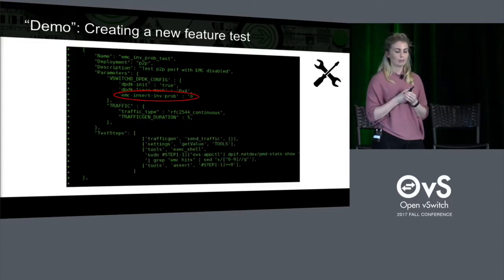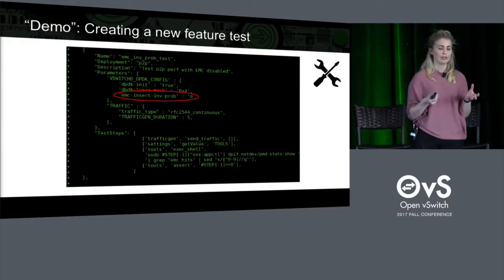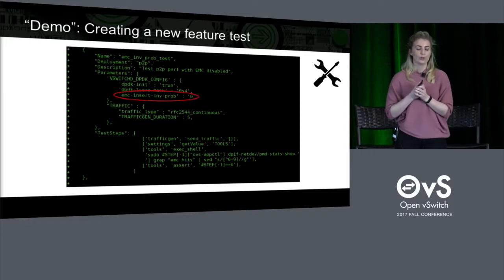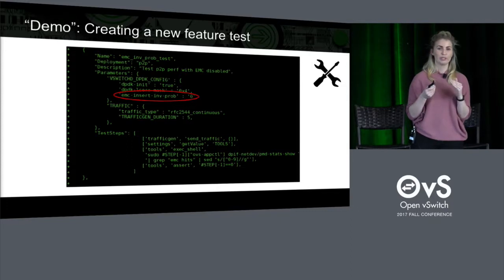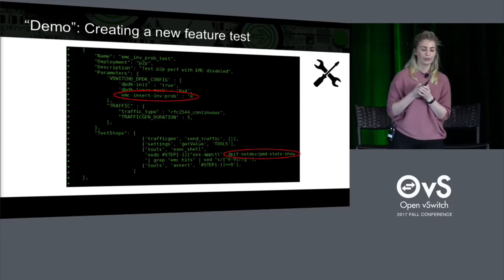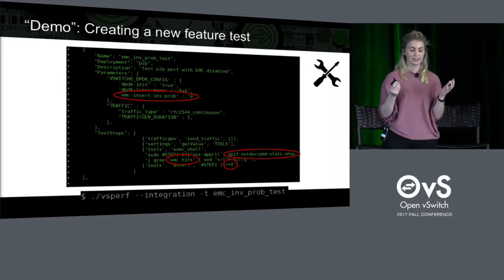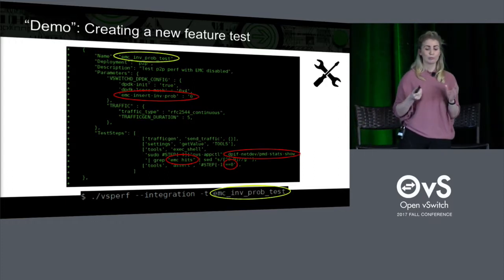And then finally, these test steps down here allow you to execute a shell command. This is for step 4 in the test. We're going to execute ovs-appctl and print the PMD stats. We're going to grep for EMC hits, and if it equals 0, then the test passes. So that's it. That's the test. And then to run it, you just run the VSPERF command line and specify the name at the top of the test. So it's pretty easy.